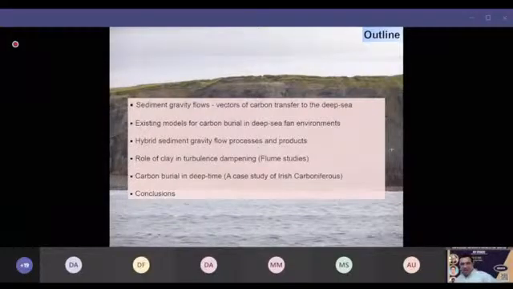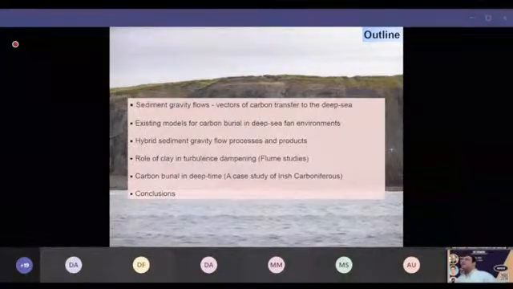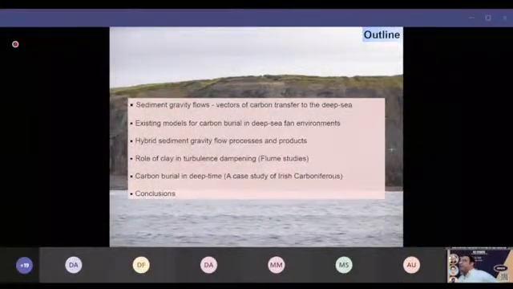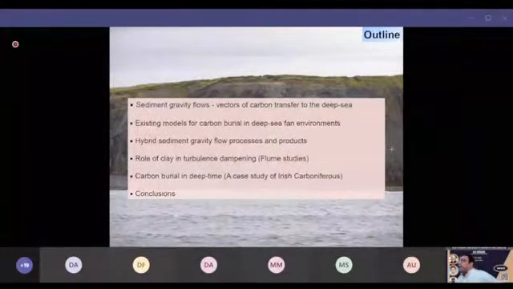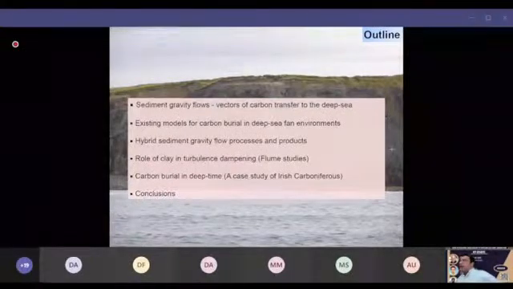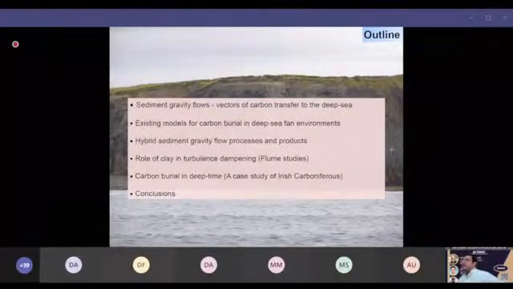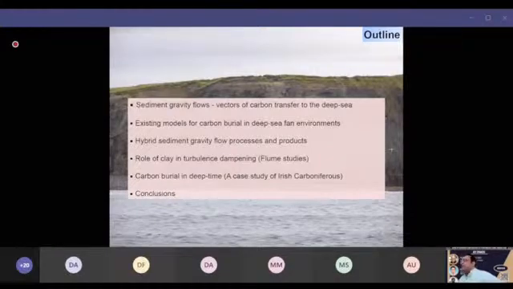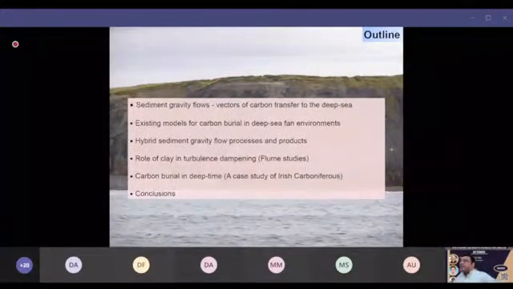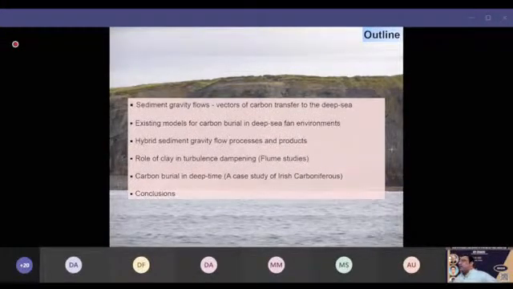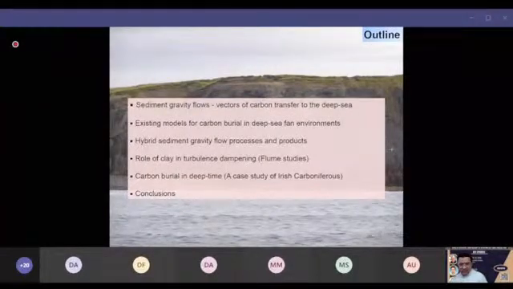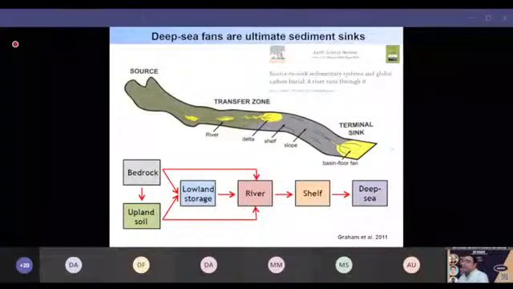Then I will show rather cool flume experiments, really simple experiments, experimental sedimentology in the lab, and then the understanding that we have from the experimental sedimentology, we will build on that and try to cover the similar aspect in the deep time carbonaceous outcrops on the west of Ireland. Although they are really deep time deposits, perhaps they are not very much related to Pakistan in terms of location, but their implications are equally important for the fans that are lying at our doorstep, or deep water sea systems. And then conclusion.